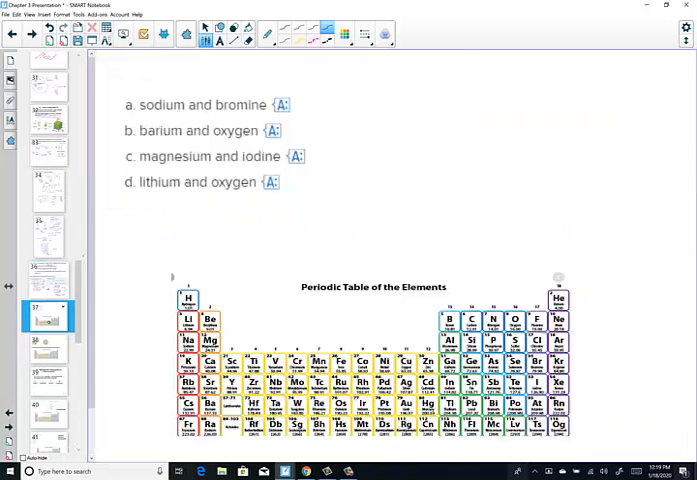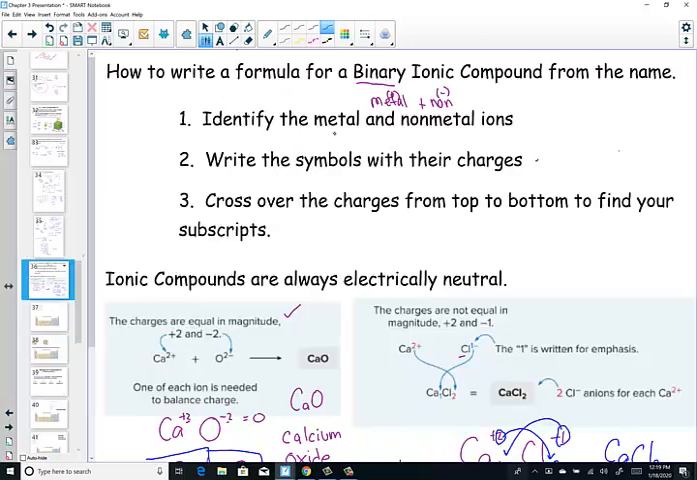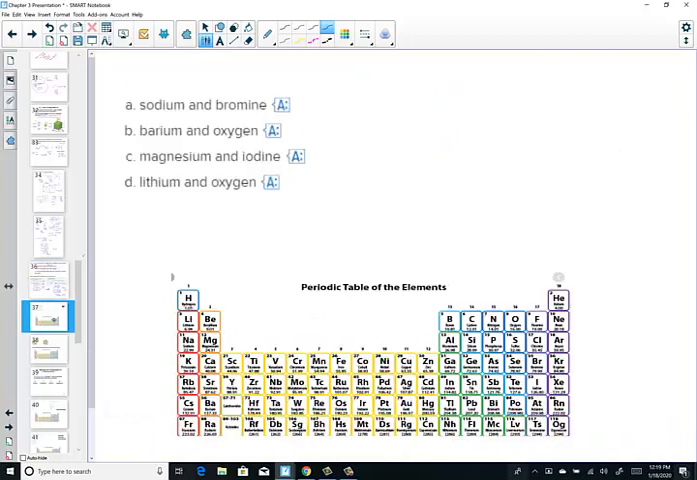And we're going to just keep practicing, so that when we have all of this repetition, we become proficient. Letter A, let's write a formula between sodium and bromine. So remember our guidelines. Rule 1, identify the metal and the nonmetal. We'll write their symbols with charges, and then we cross over to find the subscripts.